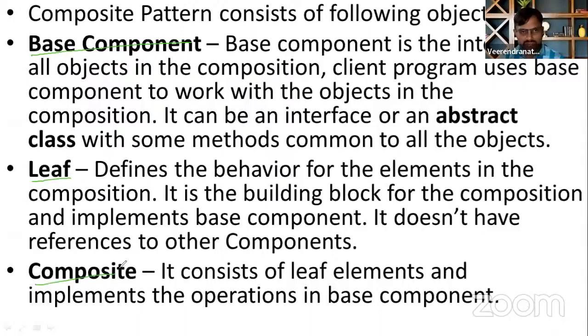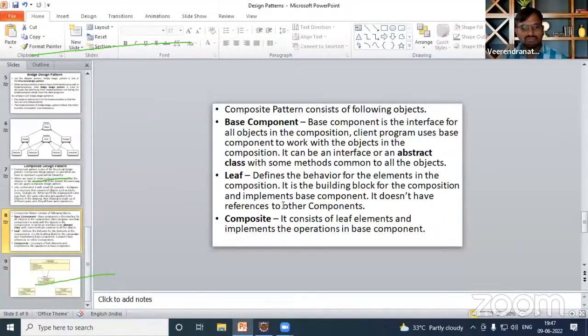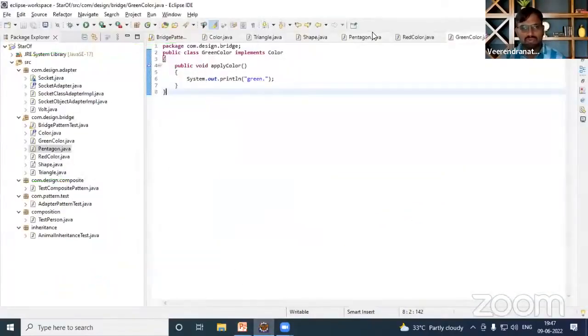Whenever I talk about the base component, it is the interface of all the objects in the composition. Leaf defines the behavior for the elements in the composition. Composite means it consists of leaf elements. So what we are trying to say is that the composite design pattern contains base components. Let us understand with the help of an example, so that we can have more clarity on it.